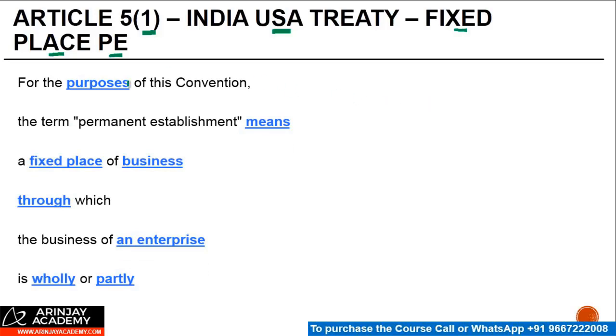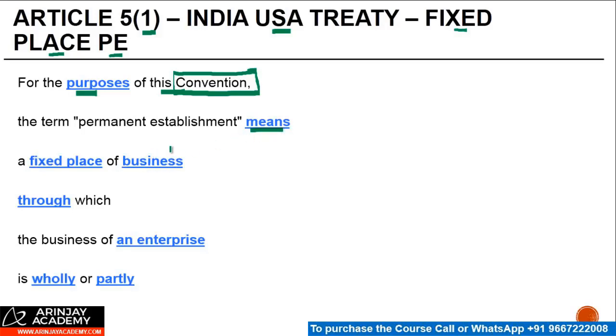Let's look at this article. For the purposes of this convention, which means for the purpose of this particular treaty, right, and not for the purpose of Income Tax Act. You cannot apply the meaning of PE which is given in the treaty for the purposes of Income Tax Act. Like I said, in some cases, definition of PE is given for transfer pricing purposes specifically, which we looked at earlier. The term permanent establishment means.